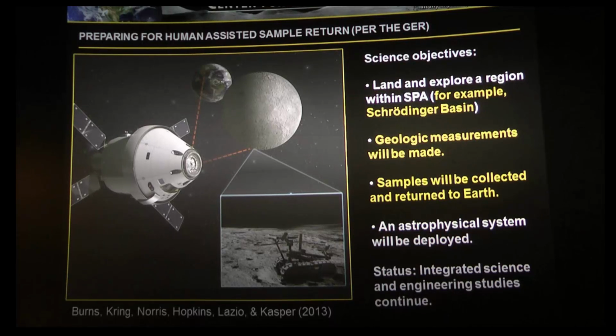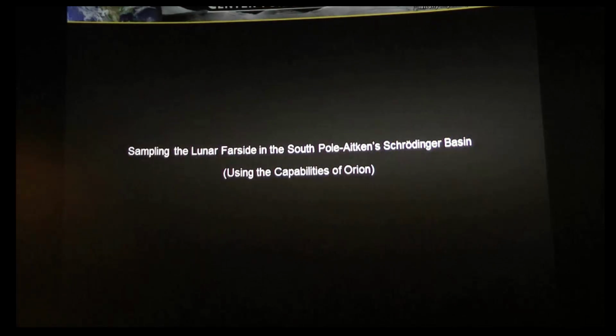From a science perspective, we'll get to land on some location like the Schrödinger Basin. Geologic measurements will be made in situ, samples will be collected and returned to Earth. And we also hope to do some astrophysics on the surface as well.